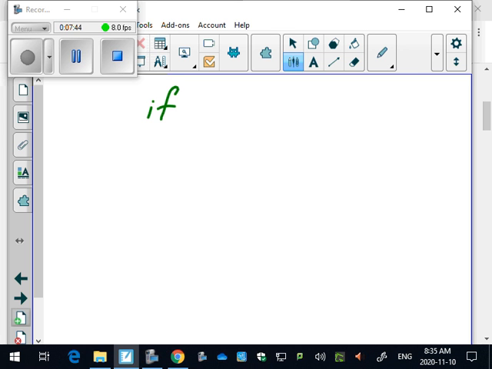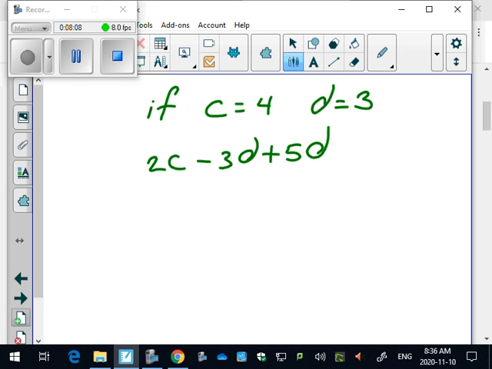So I'll put some more things out here. It doesn't matter what the letter is. We can make C equal to 4, and we can make D equal to 3. Just throwing out numbers. And then we need the question. So I'll have something like 2c minus 3d plus 5d plus c plus 2. Now I have 3 terms. I have c's, d's, and numbers.